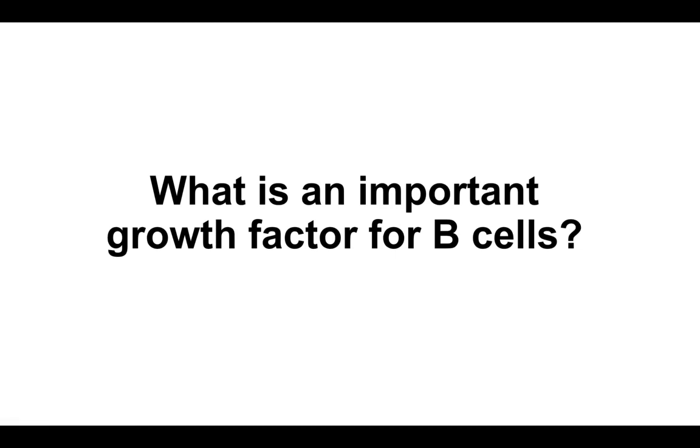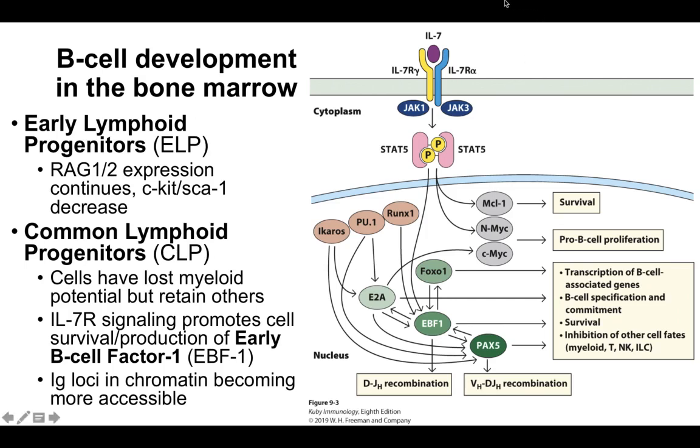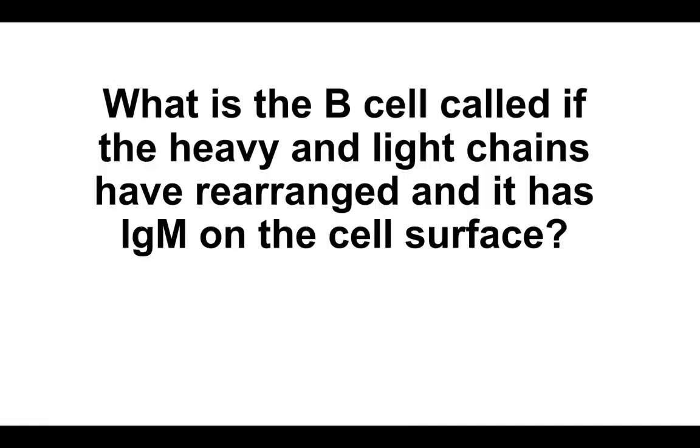What is an important growth factor for B cells? An important growth factor for B cells is IL-7. That's a cytokine that's made, and it binds to the IL-7 receptor, which signals through JAK-STAT signaling to end up giving this pro-B cell proliferation signals, also promoting the gene rearrangements and overall survival signals for this B cell. So that's an important growth factor for B cells.